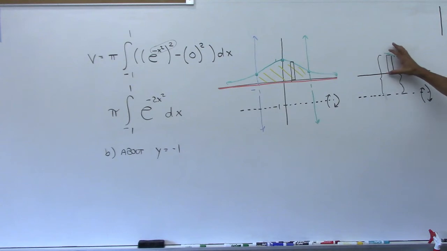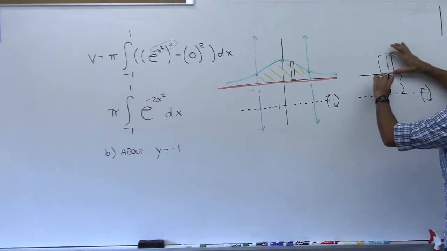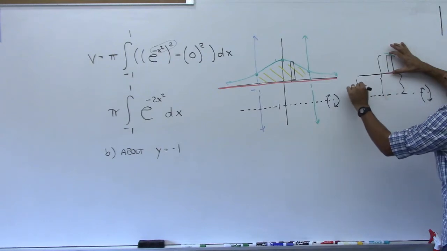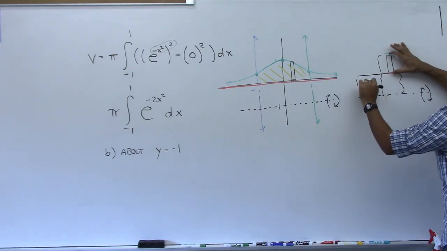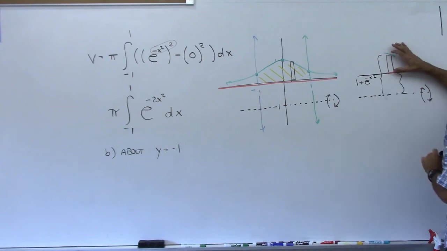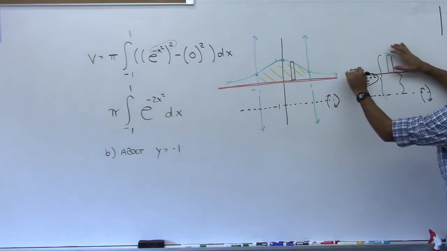We know the distance from the x-axis to this one, that's e to the negative x squared. And then I just need to add this much distance, which is 1. So this will be 1 plus e to the negative x squared. And that is my outer.